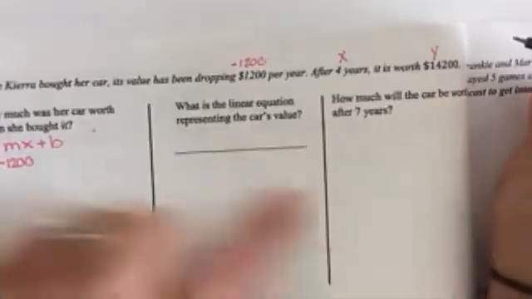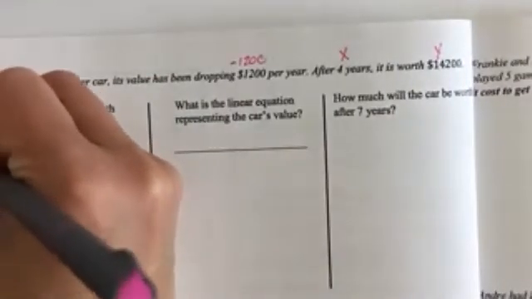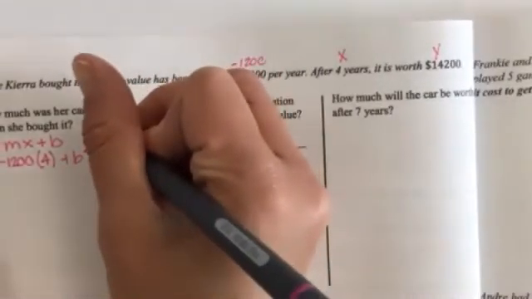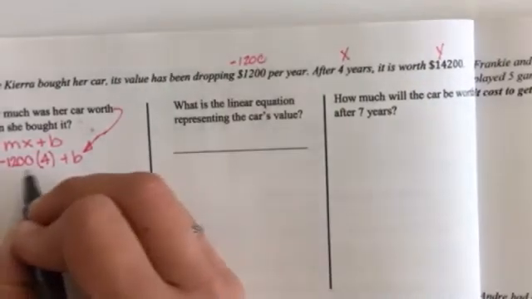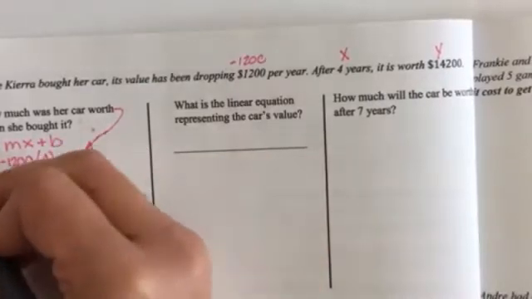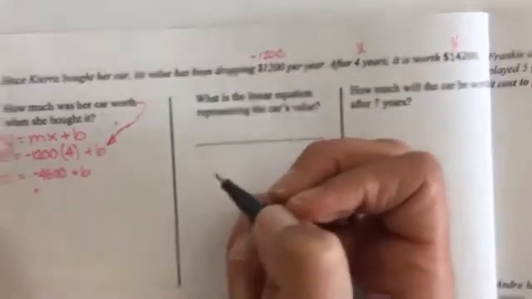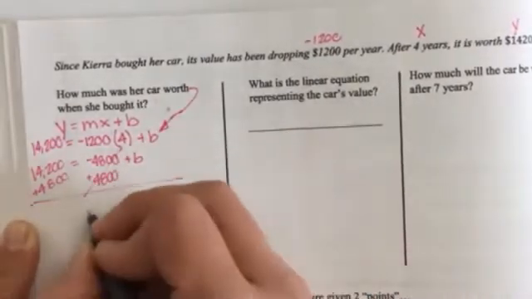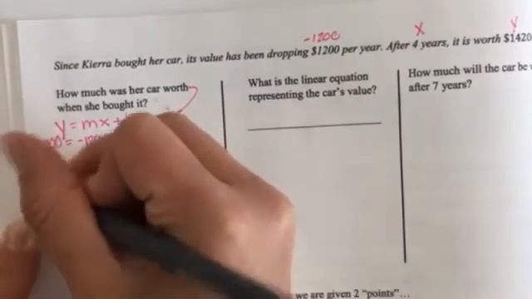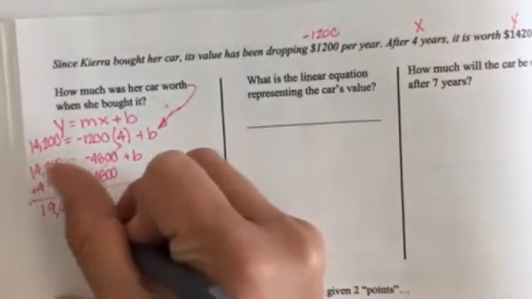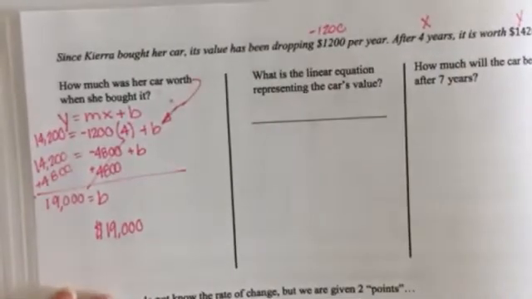Now I do have a point. Years would be my x, and y would be how much it's worth. So I'm going to have that 14,200 in there, and then 4 in for x. And I am looking for the starting cost of that car. So if I did 4 times negative 1,200, that'd be negative 4,800. And then I need to add that because it was a negative, so in order to cancel it out, that gives 19,000. So how much was her car worth when she bought it? $19,000. So now you guys just found out what b was.